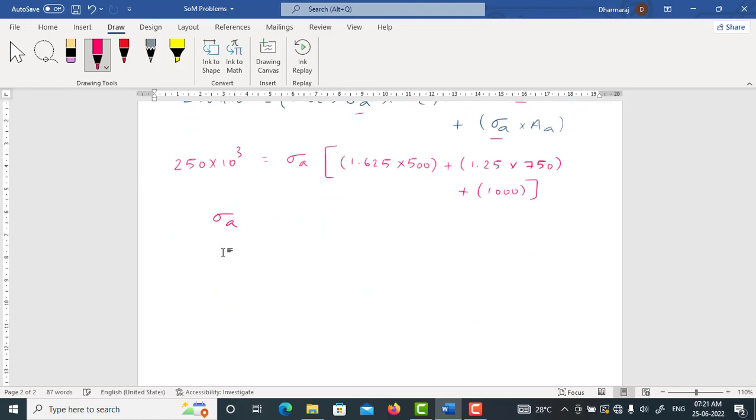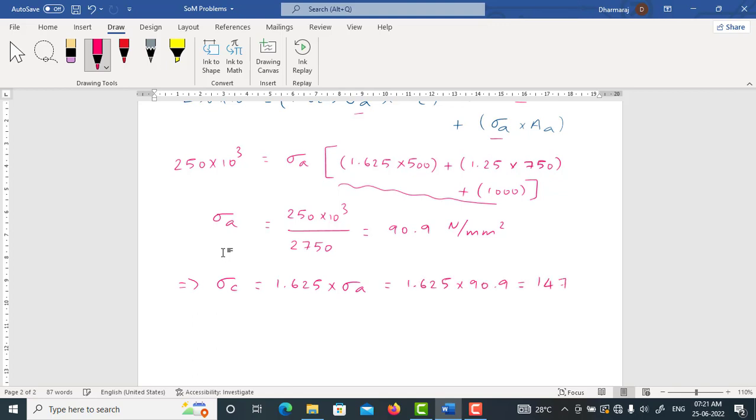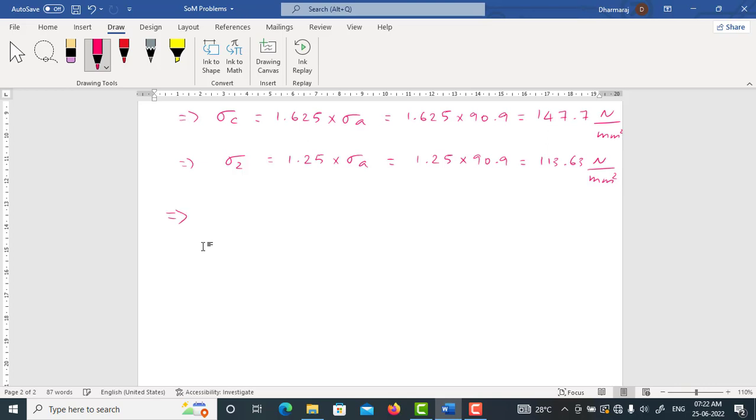That will be equal to 250 into 10 to the power of 3. Here we can find sigma A, that is 250 into 10 to the power of 3 divided by the total value of the calculated expression, 2750. From this, sigma A will be 90.9 megapascal. Sigma C will be 1.625 times 90.9, that is 147.7 megapascal or Newton per mm square. And for sigma Z, that means zinc, 1.25 into sigma A, that is 113.63 Newton per mm square.